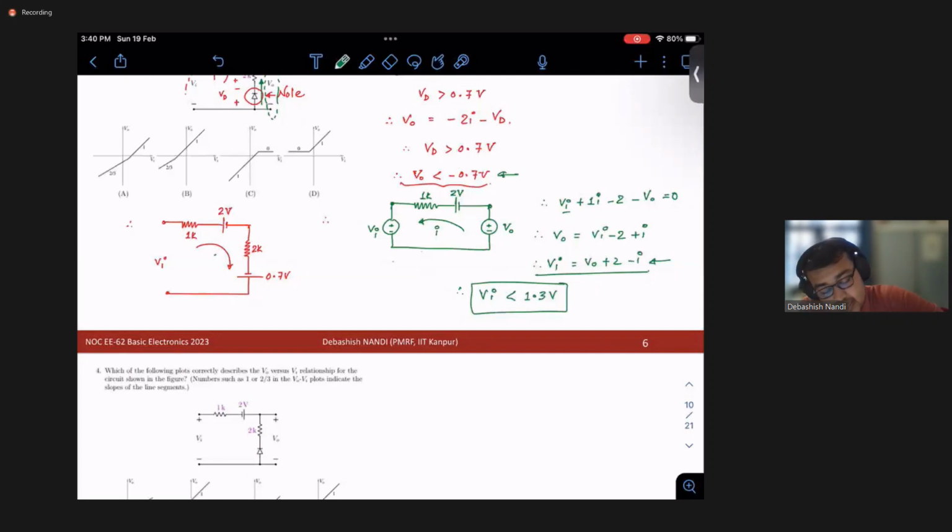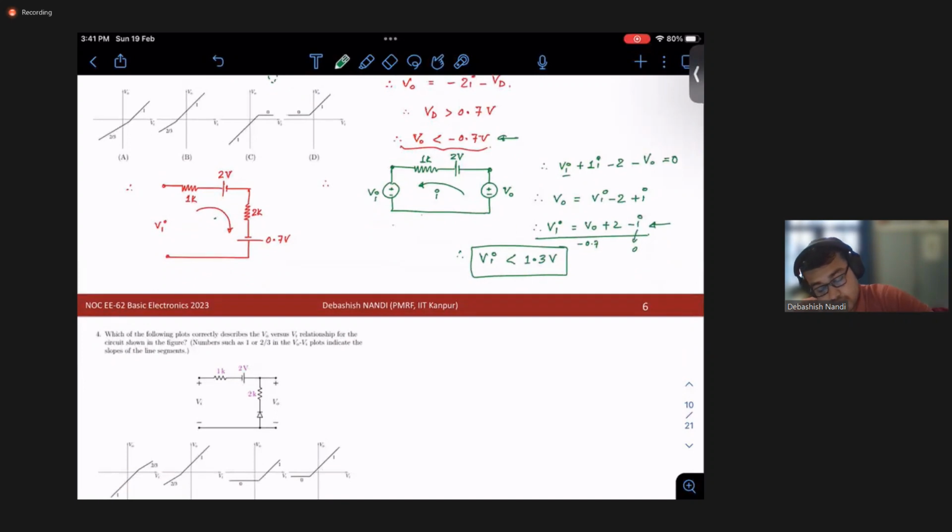I think we can say, right? This is 0.7 if I put it in, right? Then it is evident that, for the time being, let's say I is 0, right? Then we can say that Vi should be less than 1.3 volt. So we know the condition on Vi.